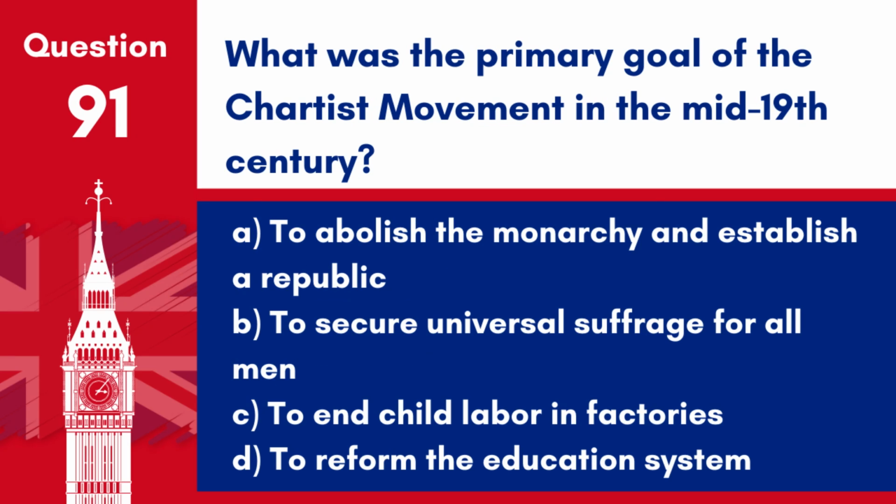Question 91. What was the primary goal of the Chartist movement in the mid-19th century? A. To abolish the monarchy and establish a republic. B. To secure universal suffrage for all men. C. To end child labour in factories. D. To reform the education system. Answer. B. To secure universal suffrage for all men. The Chartist movement, active from 1838 to 1857, primarily sought to achieve universal male suffrage and other democratic reforms.